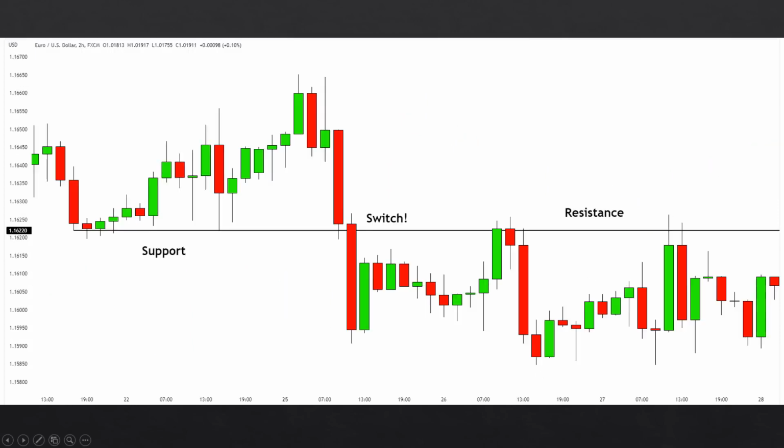In this other chart, we can see the opposite happening. In other words, a support line turning into a resistance line.